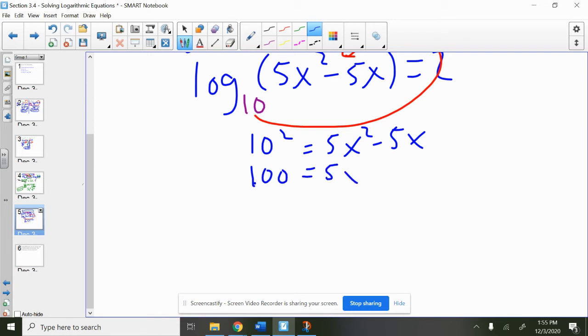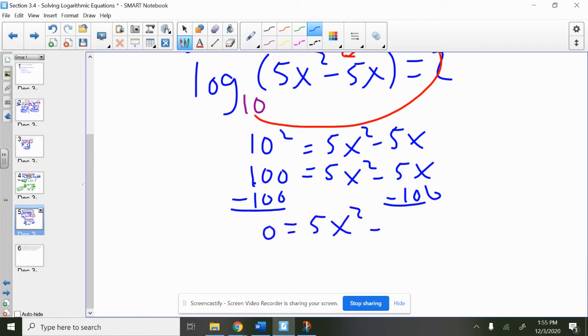But notice I have a quadratic. So this isn't just a linear equation where you're trying to get x's on one side and numbers on the other side. This is a quadratic. I got to get everything on one side. Like I said in the last video, when you have this, you want your leading coefficient positive. So that is positive. It's easier just to subtract this 100 over. There's no like term, so that's just going to leave me 0 equals 5x squared minus 5x minus 100.